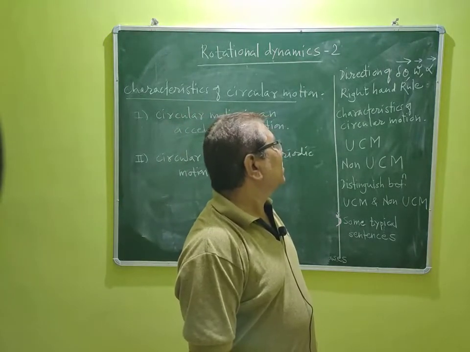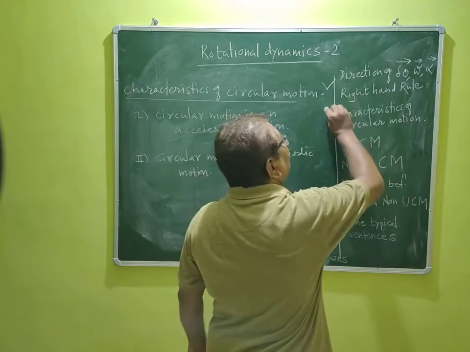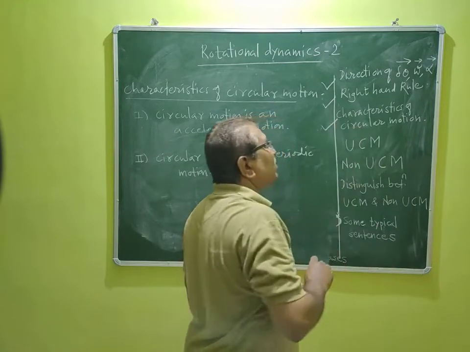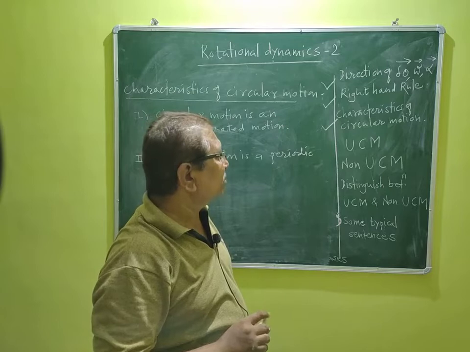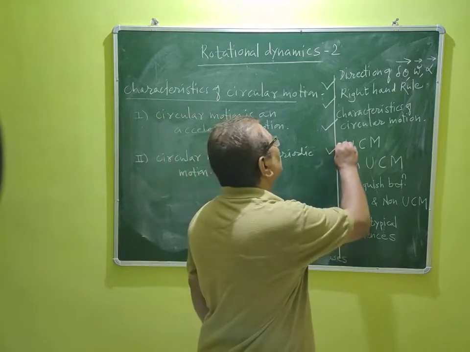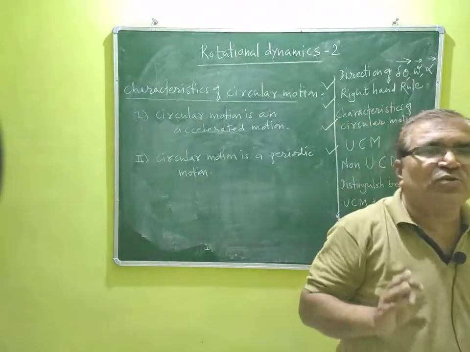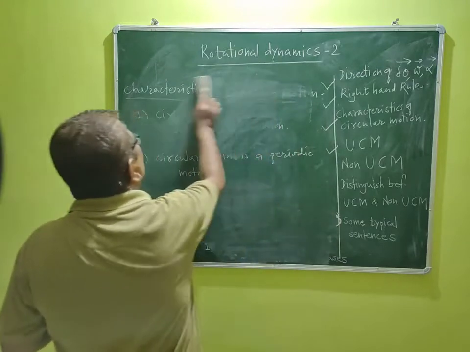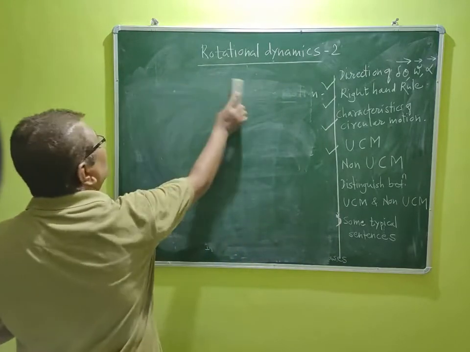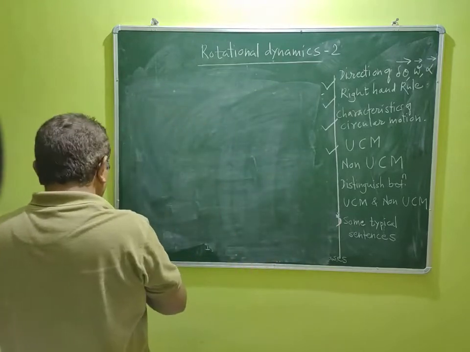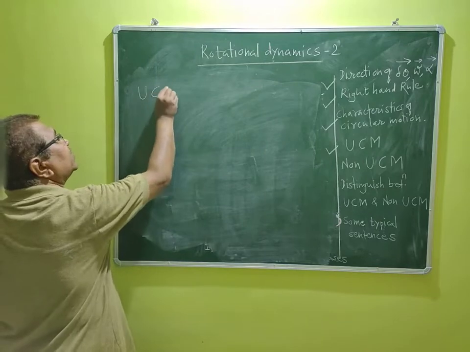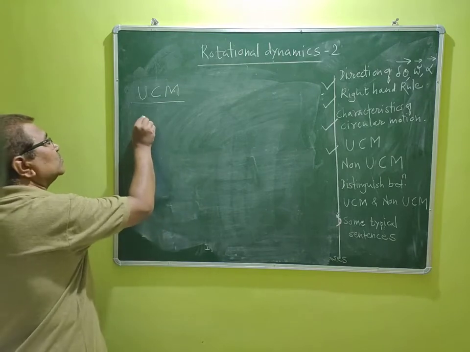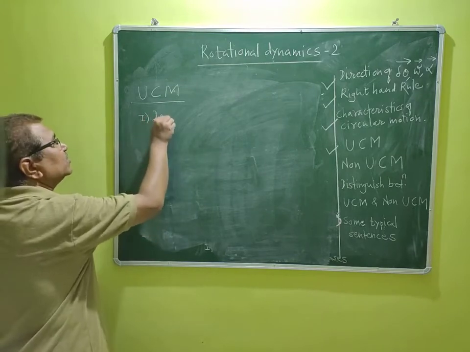That's all. So after learning the direction of delta theta, omega, alpha, and the right hand rule, we have just completed the characteristics of circular motion, and now we have to learn what is meant by uniform circular motion. So I will write here: uniform circular motion, UCM.